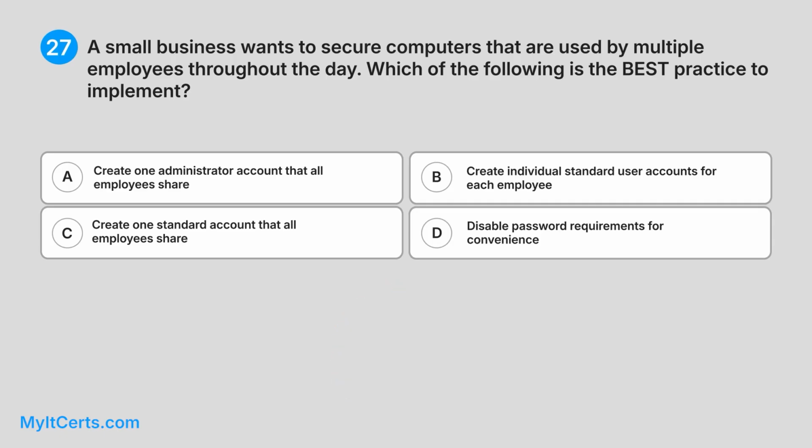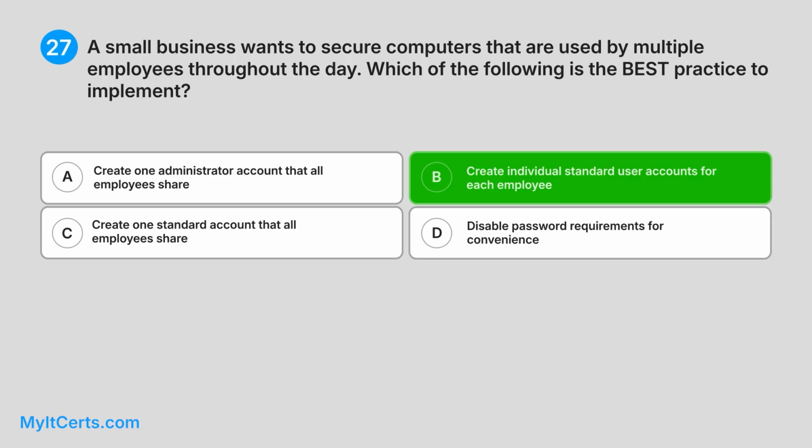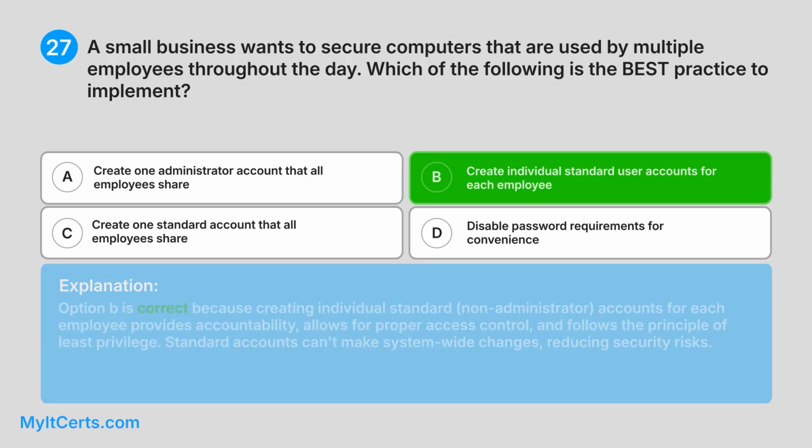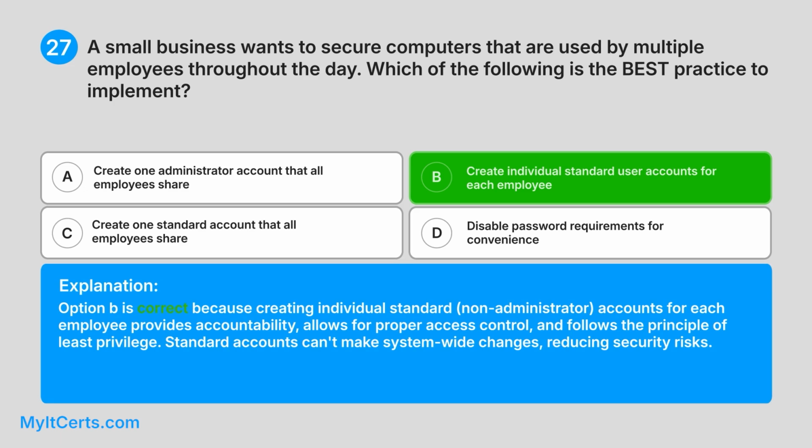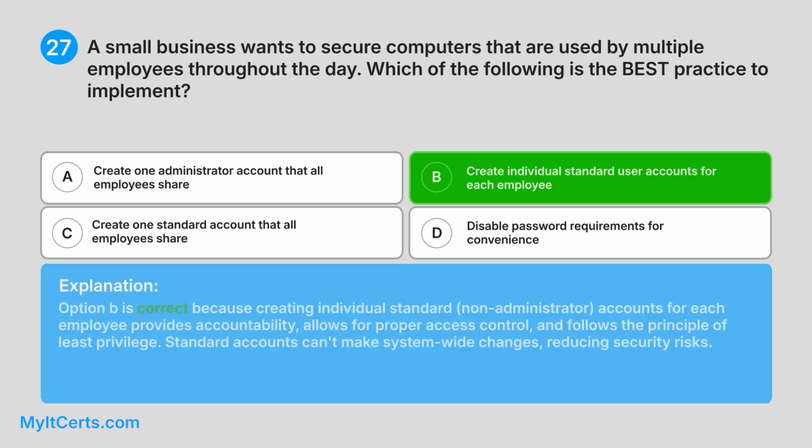Correct answer: B. Create individual standard user accounts for each employee. Explanation: Option B is correct because creating individual standard, non-administrator, accounts for each employee provides accountability, allows for proper access control, and follows the principle of least privilege. Standard accounts can't make system-wide changes, reducing security risks.